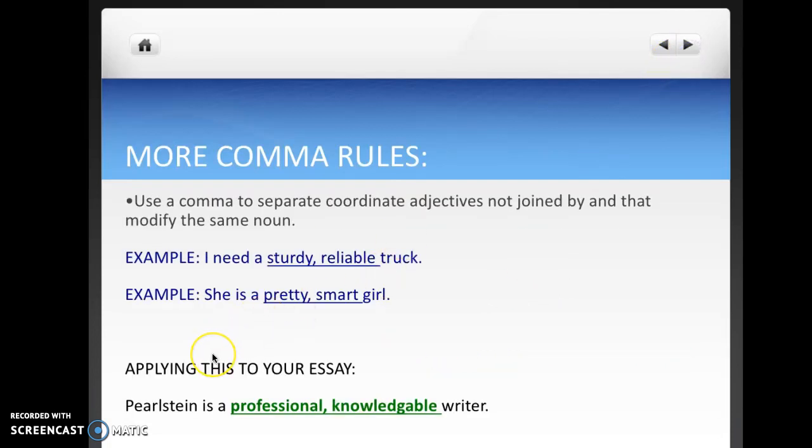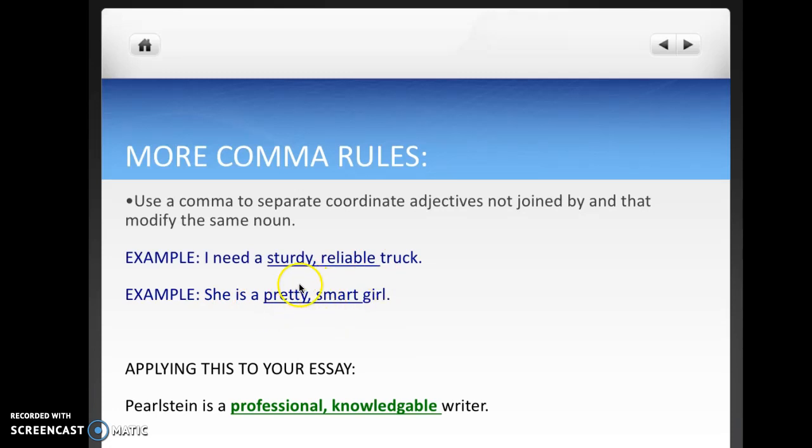More comma rules. Use a comma to separate coordinate adjectives not joined by and that modify the same noun. An example would be, I need a sturdy, comma, reliable truck. Another example is, she is a pretty, comma, smart girl. In both of these examples, you'll notice that you could insert an and where the comma is. So you could say, I need a sturdy and reliable truck, or you could say, she is a pretty and smart girl.